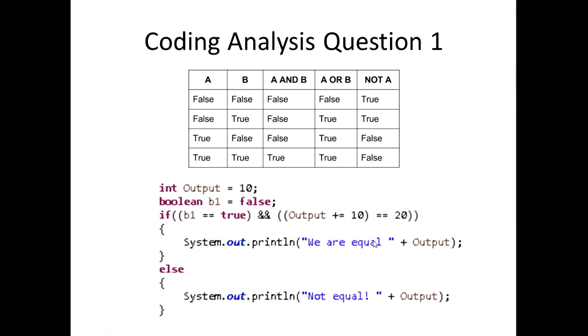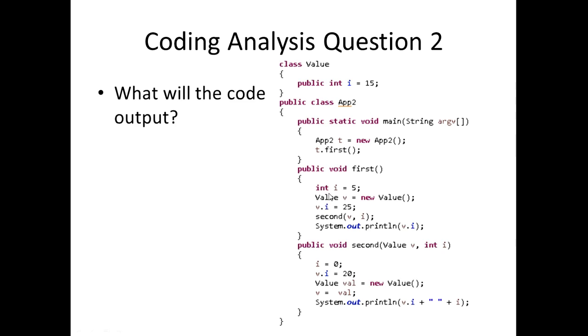All right, so let's go to question number 2. Coding analysis question 2. What will the code output? What I want you guys to do is to just look at this piece of code on the right hand side, pause the video right now, and write down the answer of what will be the output of the code. So go ahead and pause the video right now. Okay, now that you have your answer, let's walk through this code and see what we get.